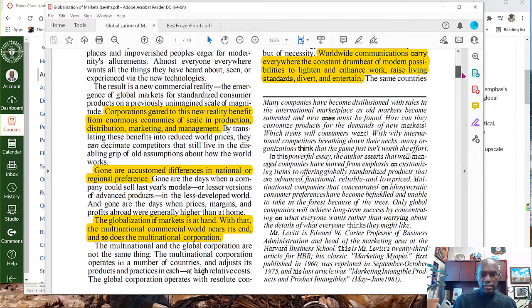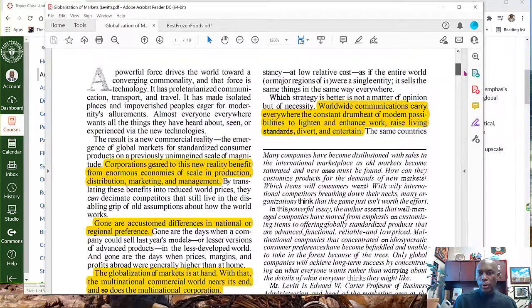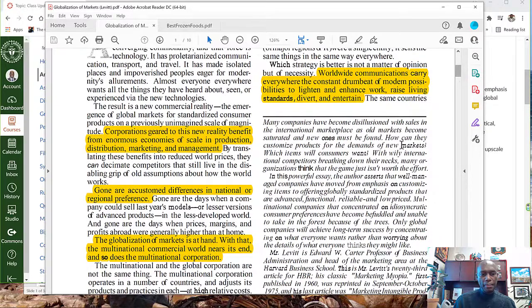And I'm trying to find the statement where he makes reference to cultures being unimportant. "Gone are accustomed differences in national or regional preference. Gone are the days when a company could sell last year's models or lesser versions of advanced products in the developed world."